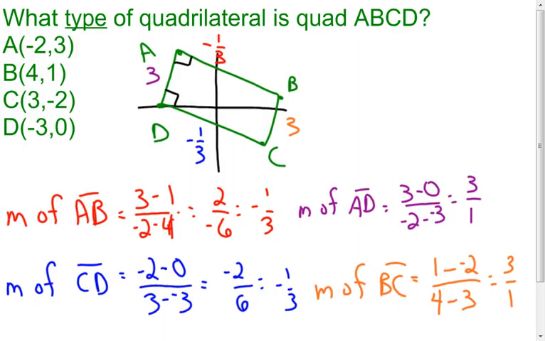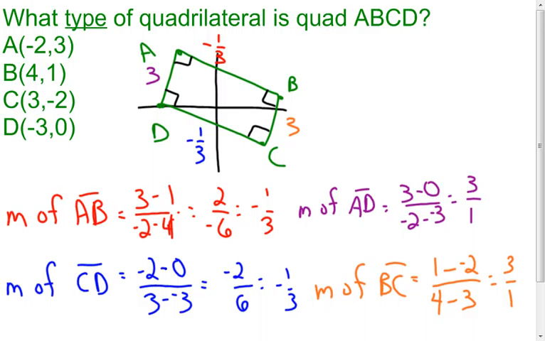So now I look at it, my opposite sides are parallel, which tells me it's a parallelogram. I look at my consecutive sides, and they have slopes that are opposite reciprocals, which means they're perpendicular and have right angles. So I have a rectangle here. Now what I want to figure out is, is it also a rhombus? Because if it's a rhombus, then I know it's a square too.